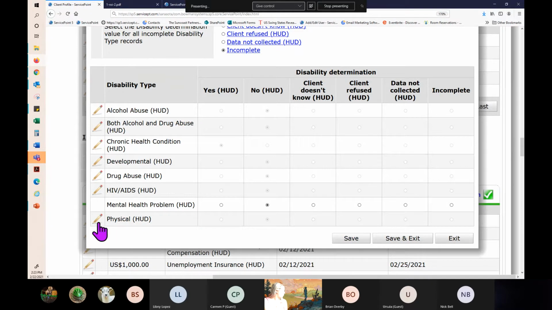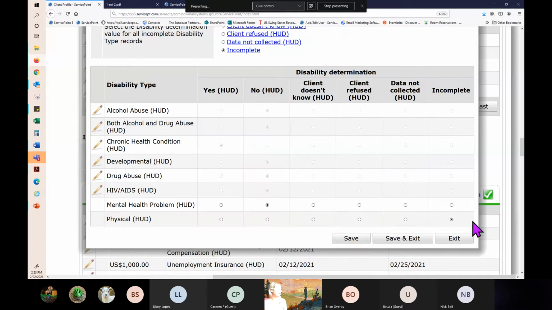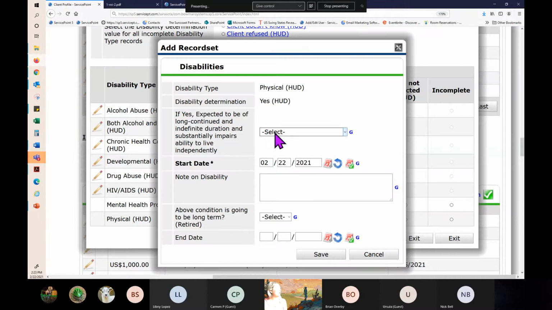Oh, what did I just do? There might be multiple record sets in here too, as you can see. And then wait for that to incomplete and then hit yes. And now we can respond to these questions.